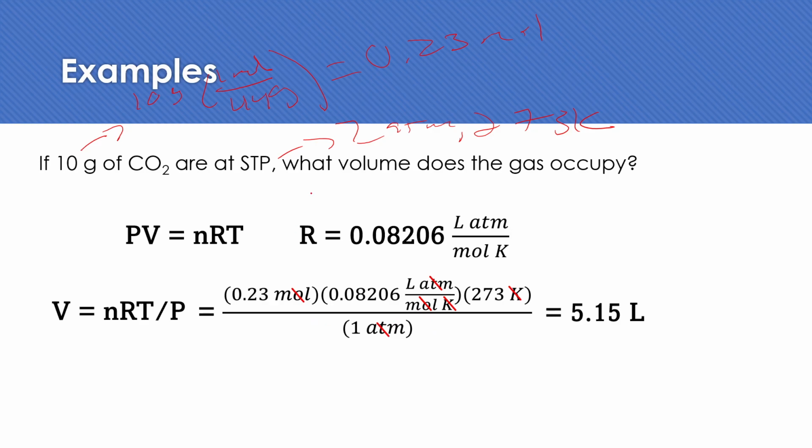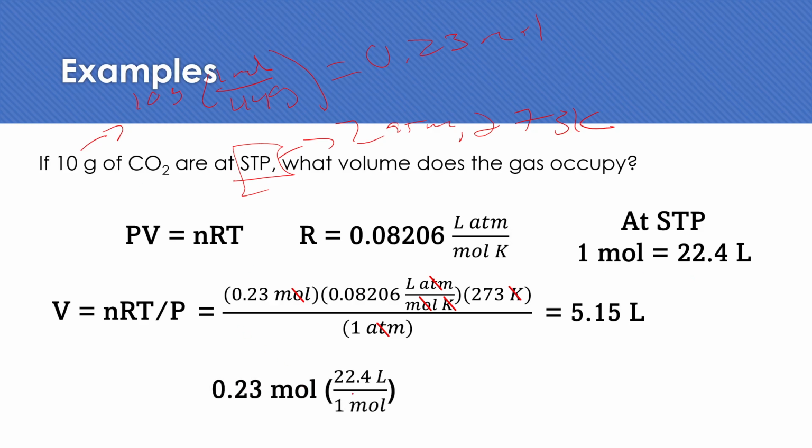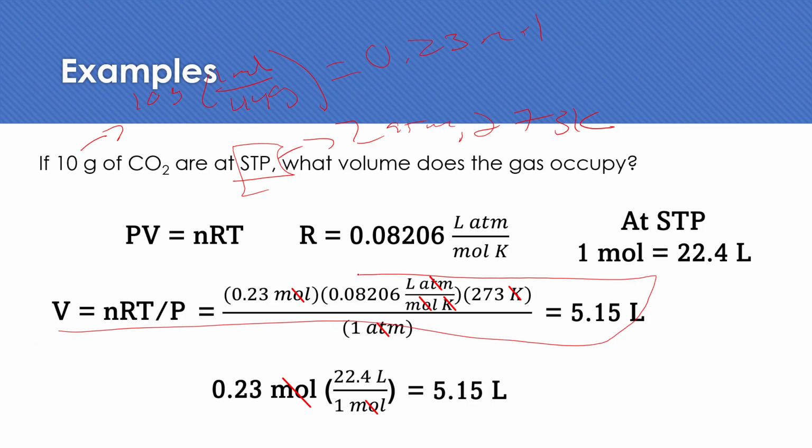Now, since it's at STP, we can shortcut this if we remember that at STP, 1 mole takes up 22.4 liters of space. So we know we have 0.23 moles, and we know that there's 22.4 liters for 1 mole, and we can find 5.15 liters. So again, at STP, you can shortcut this, but if you don't remember that, it doesn't matter because you can still solve it using PV equals nRT. So let's do some practice.